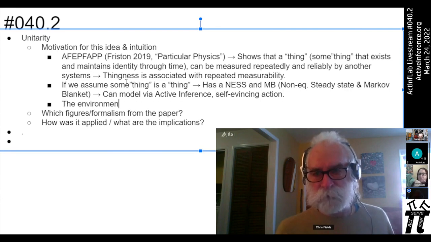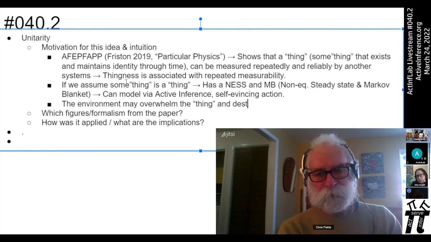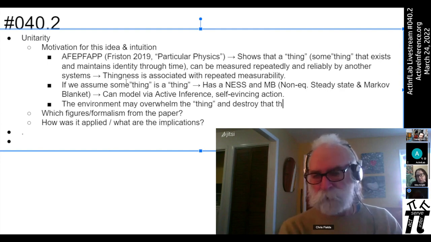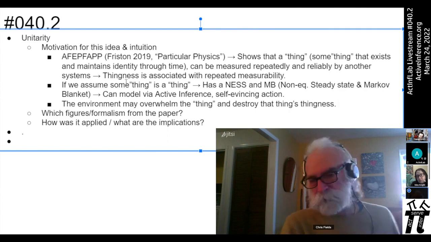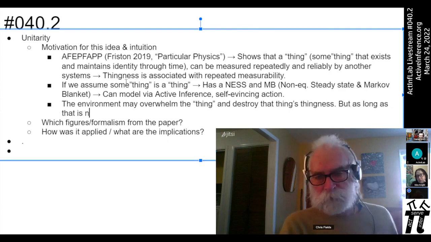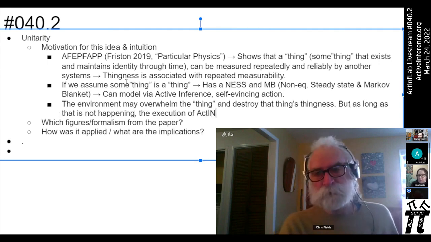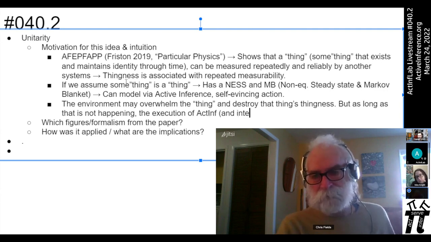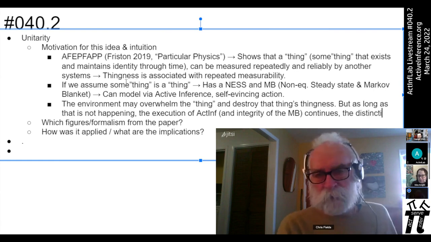The thing could be a marble sitting on a table, and its environment could include a sledgehammer that's about to come down on top of it and destroy its thingness. But as long as the environment doesn't do that, the object can continue to execute active inference and maintain its Markov blanket by so doing. And of course, its Markov blanket is what defines it as a separate entity, as a thing that's distinct from its environment. So let's translate all of that into quantum theory.